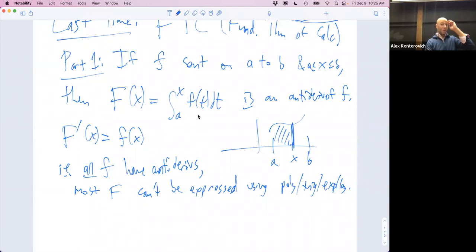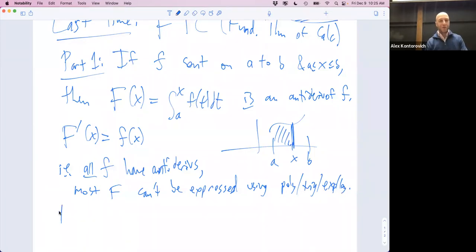Okay, so almost none of the time, if you give me some random little f made up of polynomials, trigs, exponentials, logs, we know we can differentiate any of those things. We have the quotient rule, we have the product rule, we have the chain rule. Almost none of the time can we write this capital F, this antiderivative, using those things.